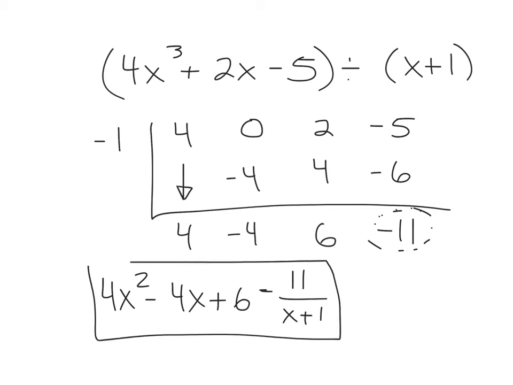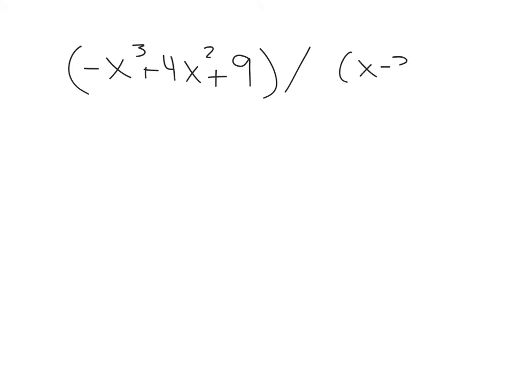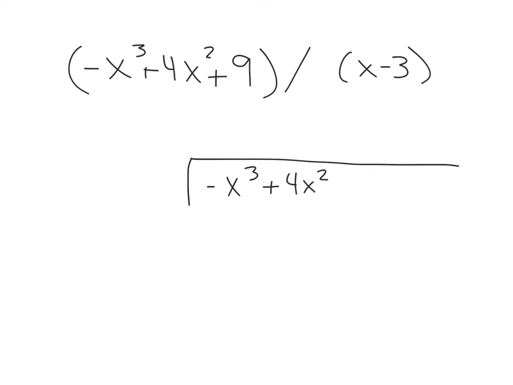And the truth is, you may be wondering, could I have used long division to solve these problems? And the answer is yes, you could have. So for example, if we want to go back to that original problem we had, which was negative x cubed plus 4x squared plus 9 divided by x minus 3, you could have used long division here, and I can show you how synthetic division and long division would get you the same answer. So you would have your negative x cubed plus your 4x squared plus a 0x plus 9, and then you have your x minus 3.